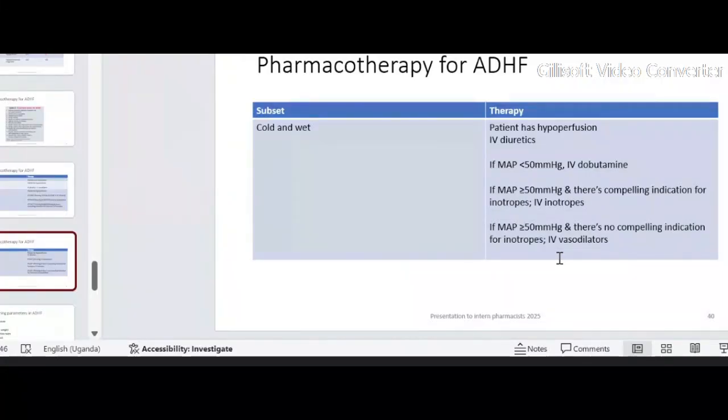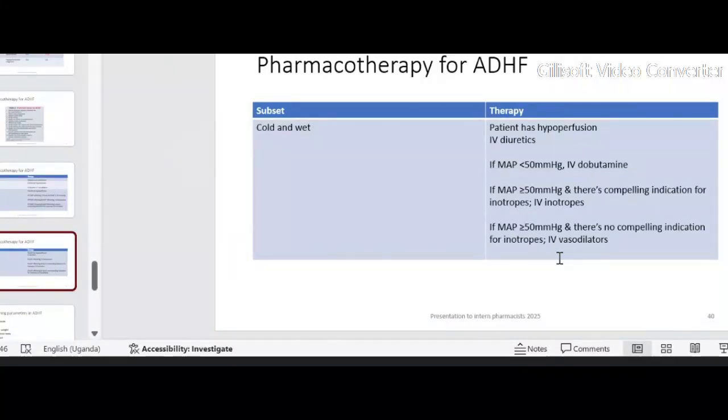Then you're going to receive some patients who are cold and wet. A patient who is cold and wet is cold because he's having poor perfusion and is wet because he's congested. So they tend to be volume overloaded, and the volume might be causing the heart not to pump well. So diuretics are very helpful for this patient. And if the MAP falls below 50, you need to do what? You need to give them an inotrope, the vitamin.